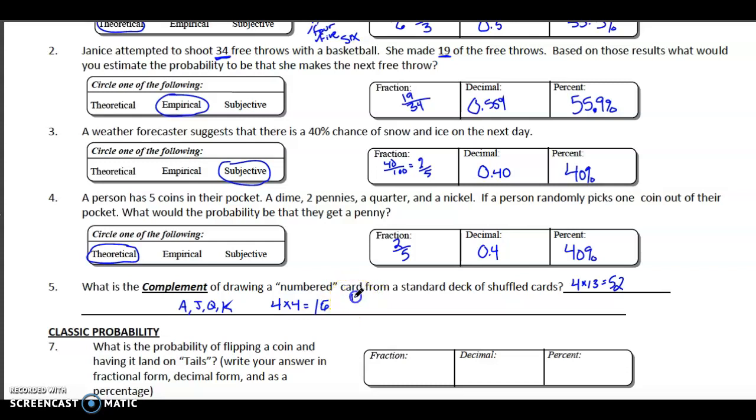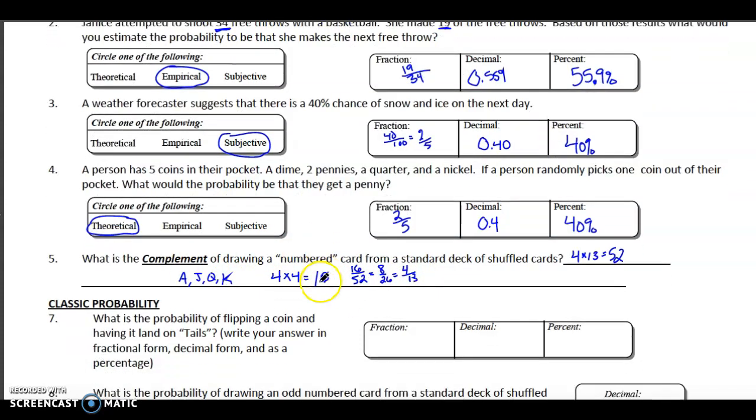So what's the probability of pulling a non-numbered card? It would be 16 out of 52, which we could, of course, divide that out. Let's see, let's simplify this together. We'll divide both of those by 2. You get 8 out of 26. I think we could divide that by 2 again. That's 4 over 13. That's interesting. 4 out of every 13 cards, right? Because 4 cards in each suit are not numbered, and that would be the complement of drawing a numbered card.